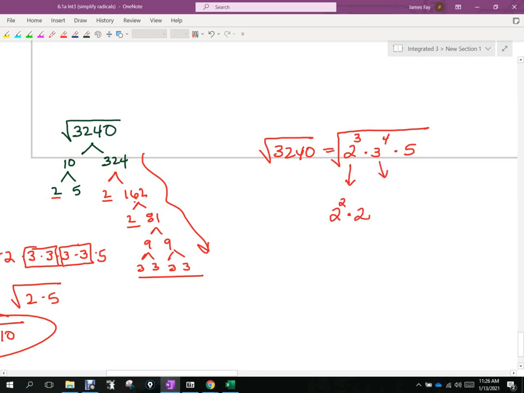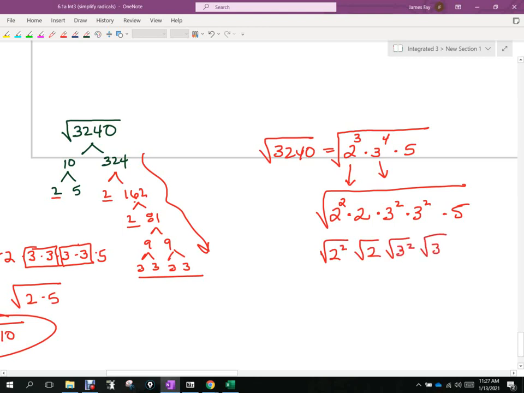Is 3 to the 4th the same thing as saying 3 squared times 3 squared? 3 times 3, and then times 3 times 3 again? Then I've got my times 5. So I could do this. All 3 of these versions are the same right now. And now I could do this one more thing down here. I could break this up, each one of these things into their own radical.